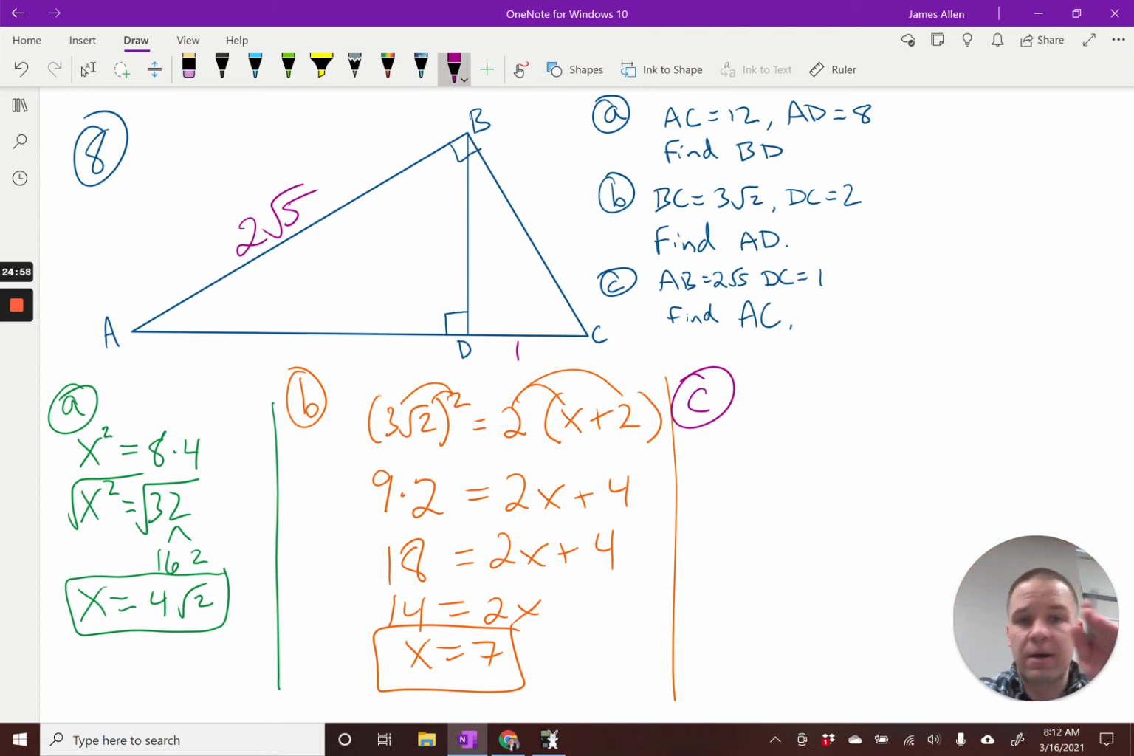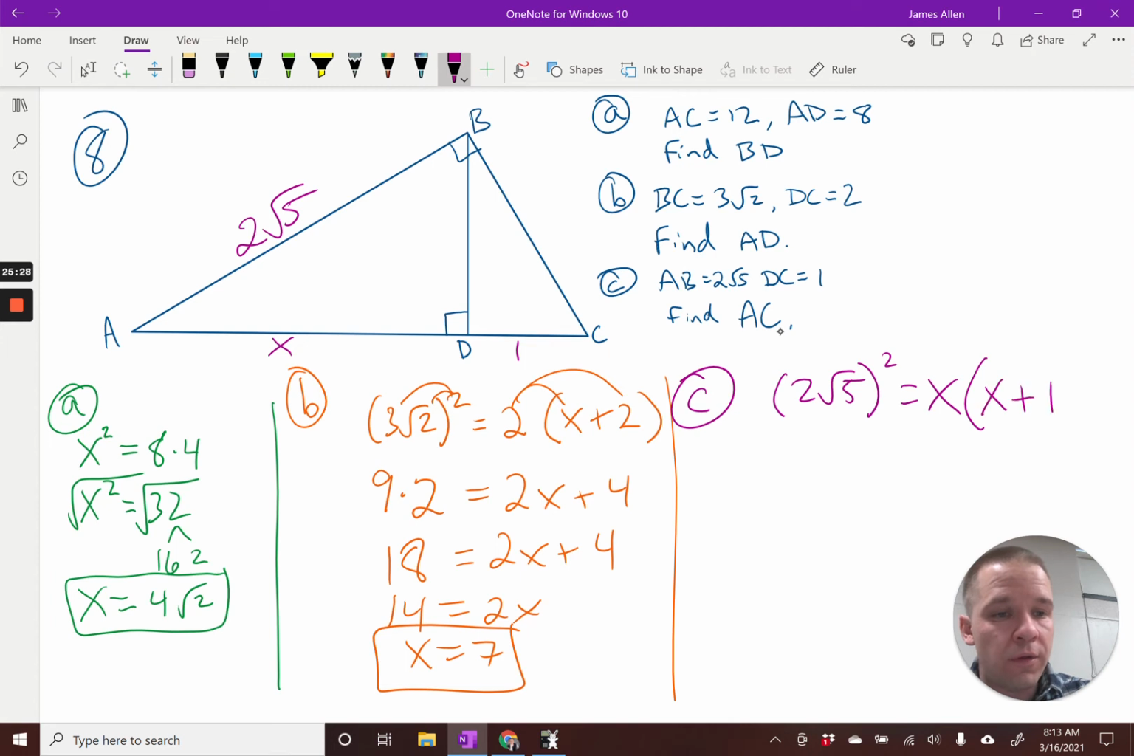Now here is where things get tricky. If I make AC my X, when I set this up, AC, that whole side, is a part of that formula, but so is AD. So now I'm dealing with having to label AD as something. So my suggestion here is just to say AD is my X. AD is my X, and now when I set this up, I've got 2 root 5 squared is equal to X, that closed part, times the whole thing. So this is a situation where I would suggest setting it up this way.